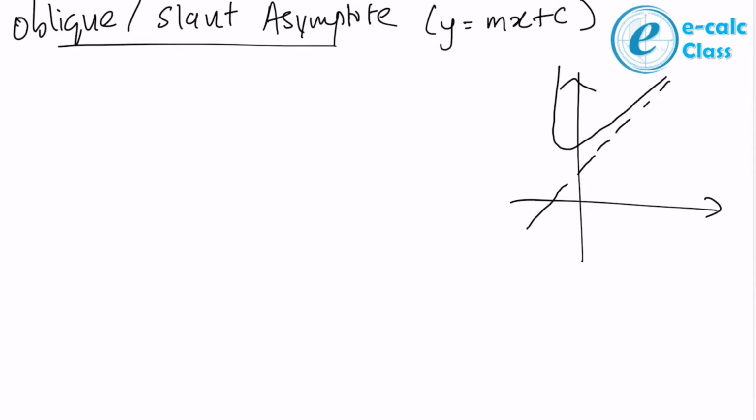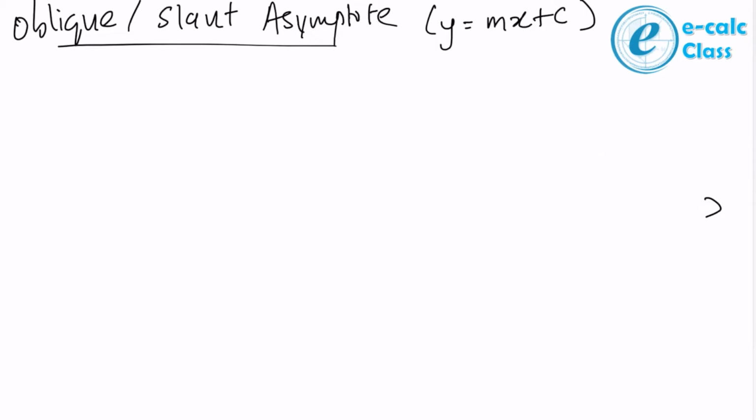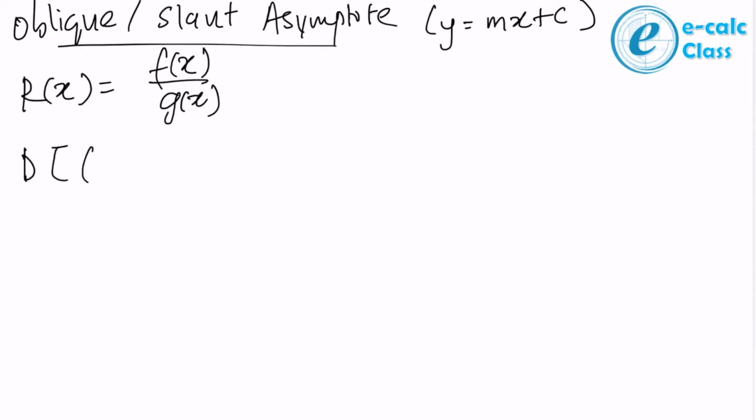Or something like this. It cannot pass through this slant asymptote, some magic barrier there. Okay. So when will it happen? It happens when you have a rational function f(x) over g(x), and the degree of f(x) is one more than the degree of g(x). So the degree of f(x) is g(x)'s degree plus 1.